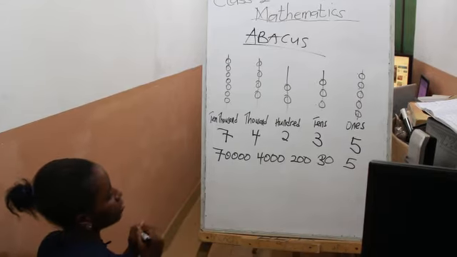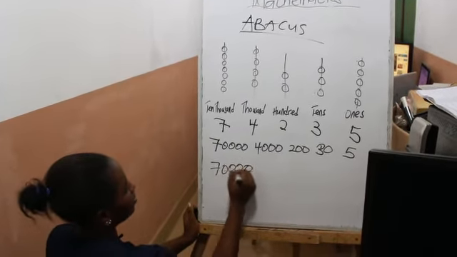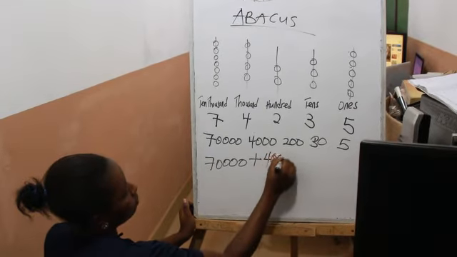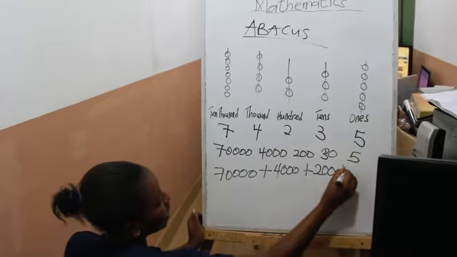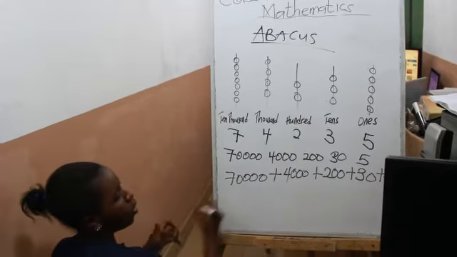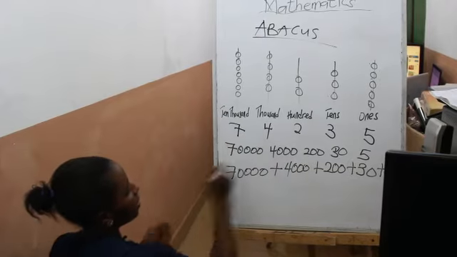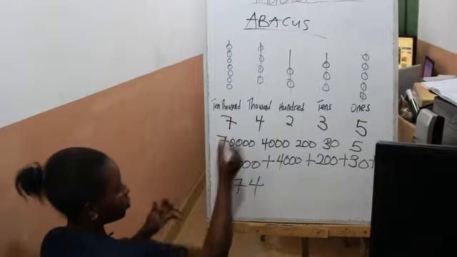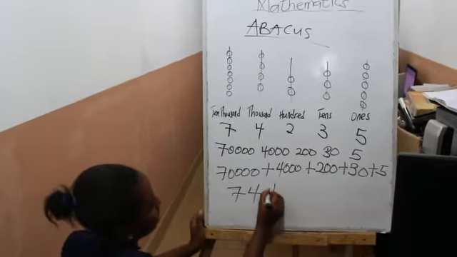Now you're going to read this together: 7 10,000 plus 4,000 plus 200 plus 30 plus 5. So let's put all this together. These are thousands, so you put these two together, making 74,000.